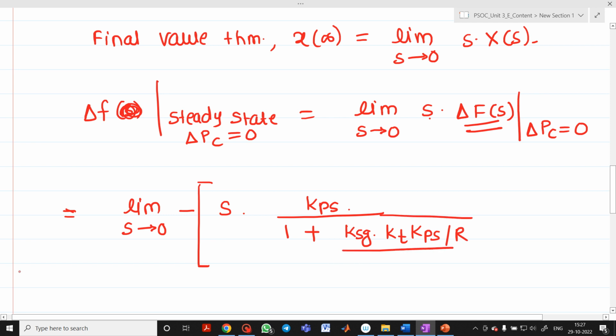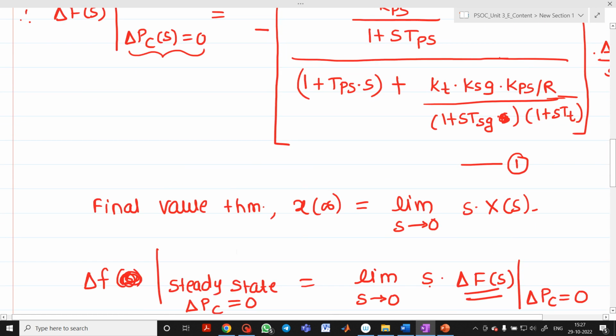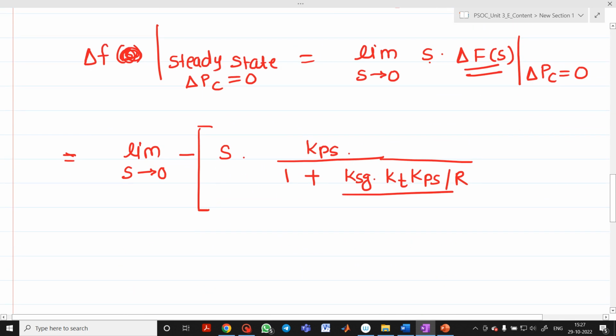Now here we have to take some assumption. What is assumption? Let's say tps, tsg, tt. If you solve this, then you will get it as a 1. So tps is 1, suppose tsg is 1, tt is 1. We are assuming these time constants are 1. So here we will get it as 1, here also 1. That's why this term is 1 here. And what is this here? Into delta pd of s upon s. Now this s and this s will get cancelled.